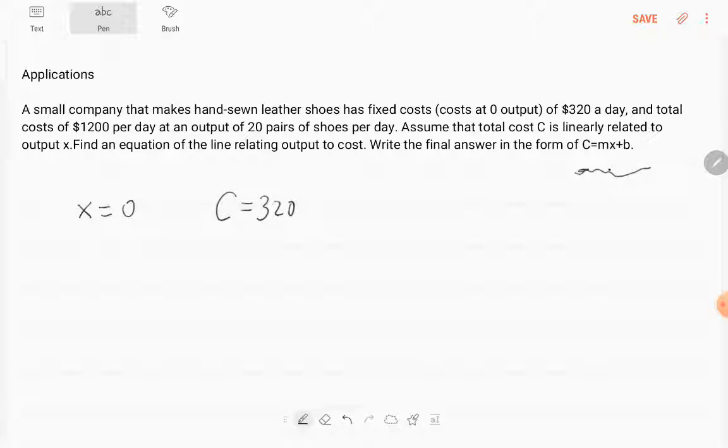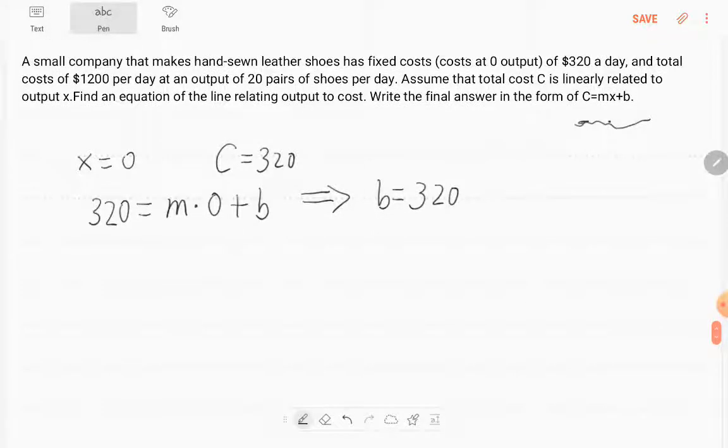So let's plug into it. Then you will see 320 equals M times X, with X equals 0, plus B. So this tells you that B is equal to 320. But this is not the end of the story, because we also need to find M. So we use the second condition. The total cost is 1,200 per day at an output of 20 pairs of shoes. This is the first part, this is the second part.